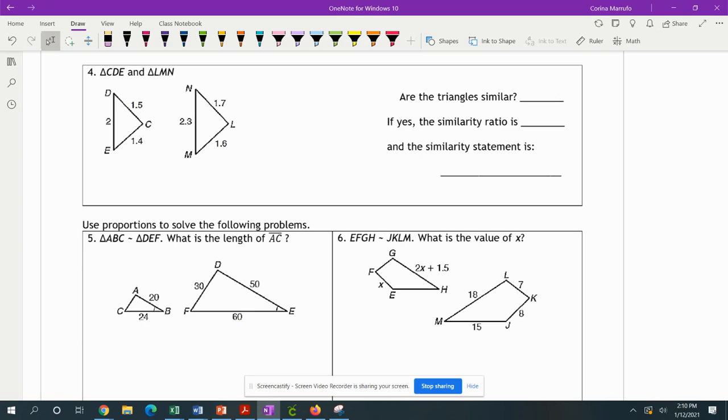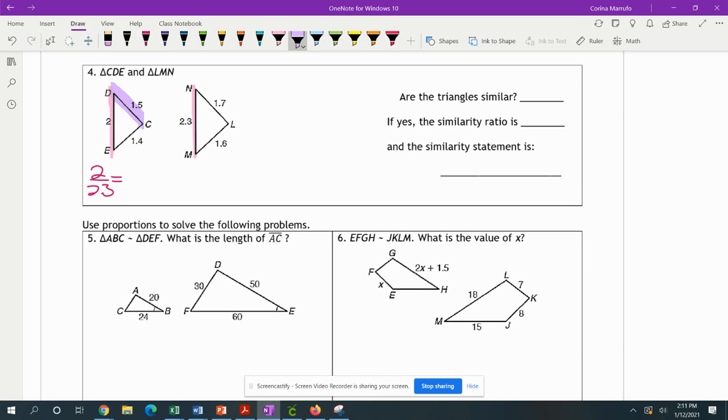The next one, CDE and LMN. So here we have, let's see, they're asking if the triangles are similar. So this time they don't give us the angles, so the way that we tell is by checking the similarity ratio, okay? And if they're similar, then their similarity ratio should be the same. So here I have 2 and I have 2.3. So I'm going to do 2 over 2.3. And it's going to give me a number. I'll go ahead and write the number down in just a moment.